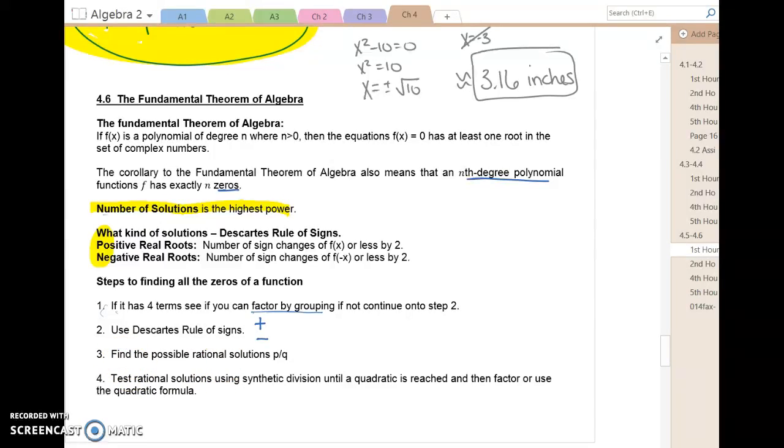Find the possible rational solutions. We aren't going to be doing p divided by q because we're always going to have the leading coefficient be 1. So this is just the factors of the constant term.